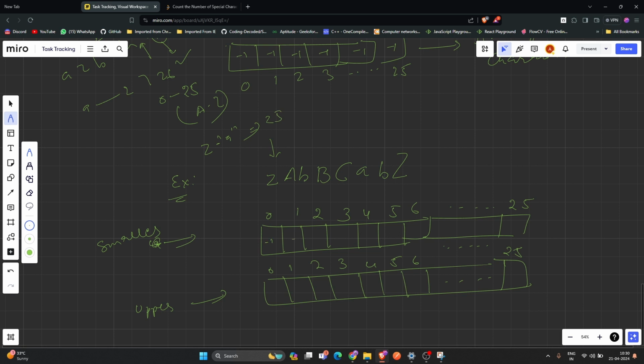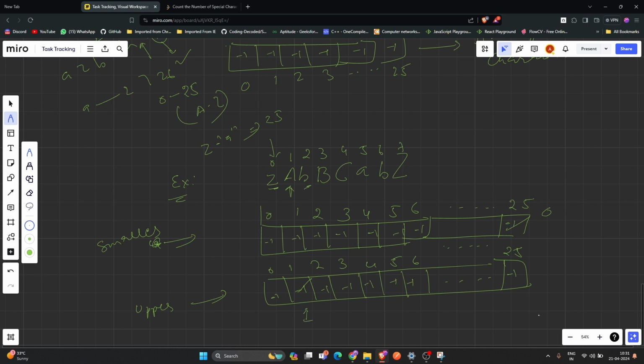Everything is initialized with -1 initially. One second, I should initialize it. So everything is initialized with -1. Now I get that z here, so I'll replace it with 0 because we have the z here in 0th index, right? Next we have capital A. So I want the first occurrence of capital A. A is in the first index, right? So I'll do first, right?